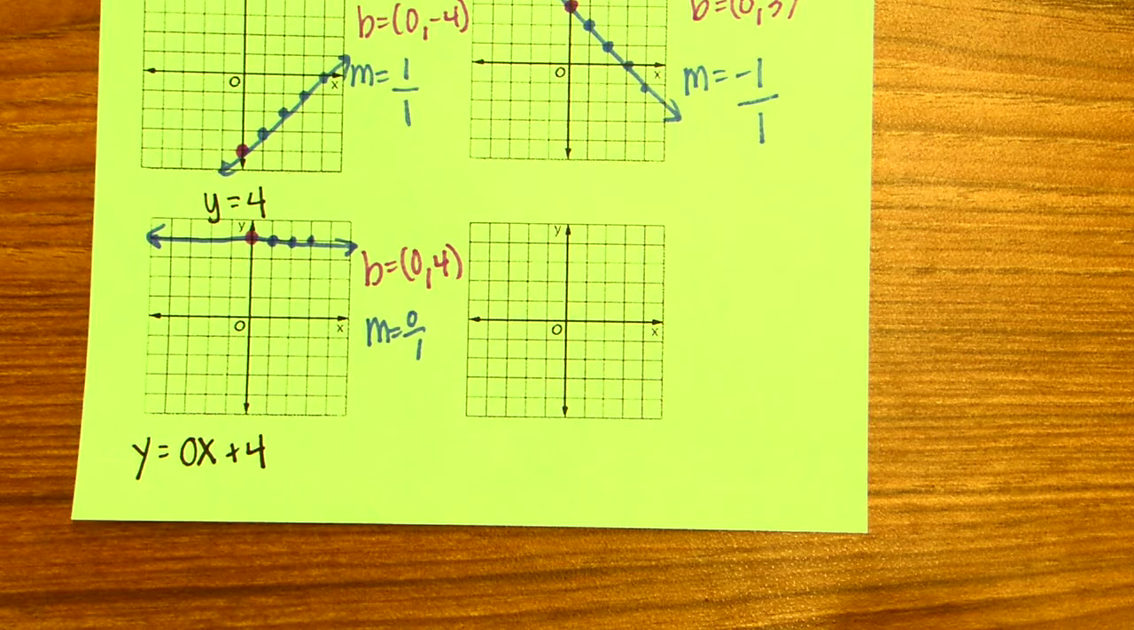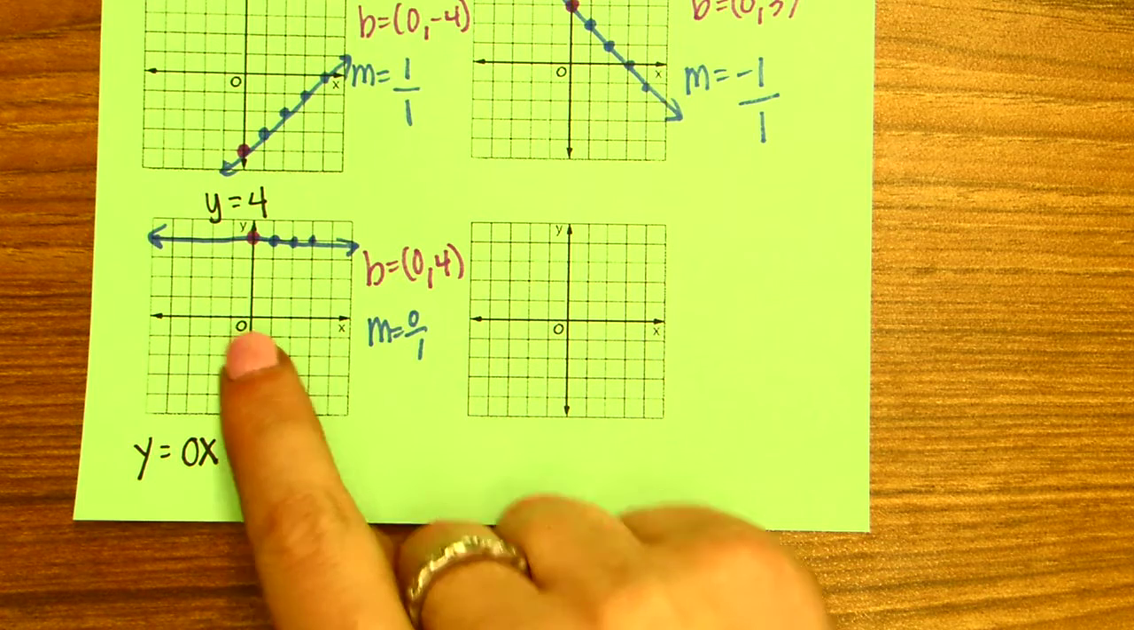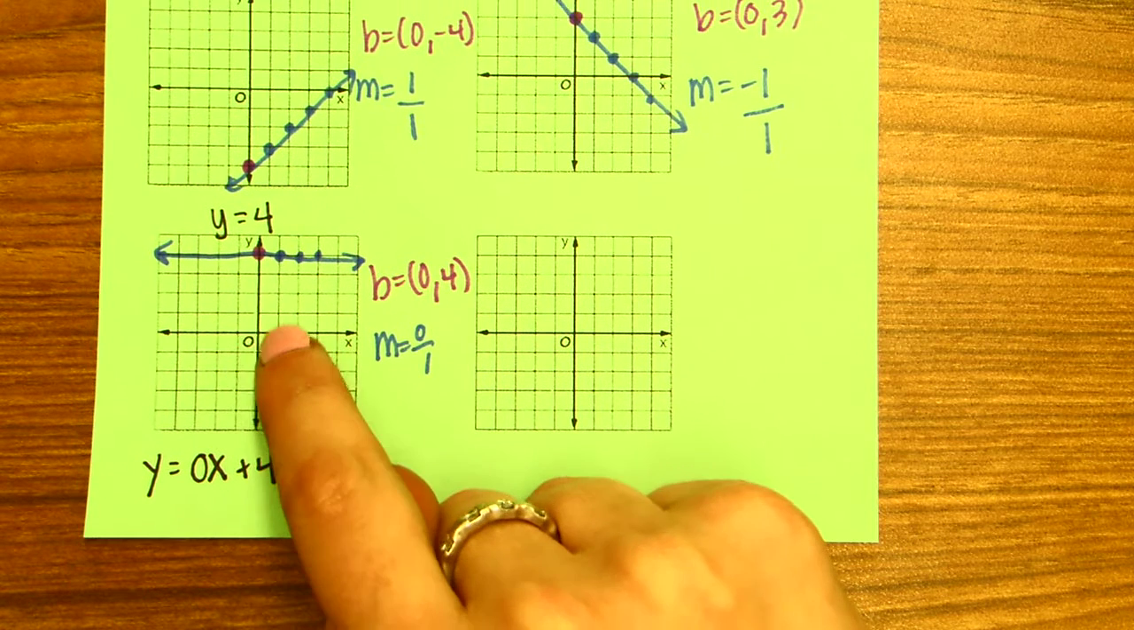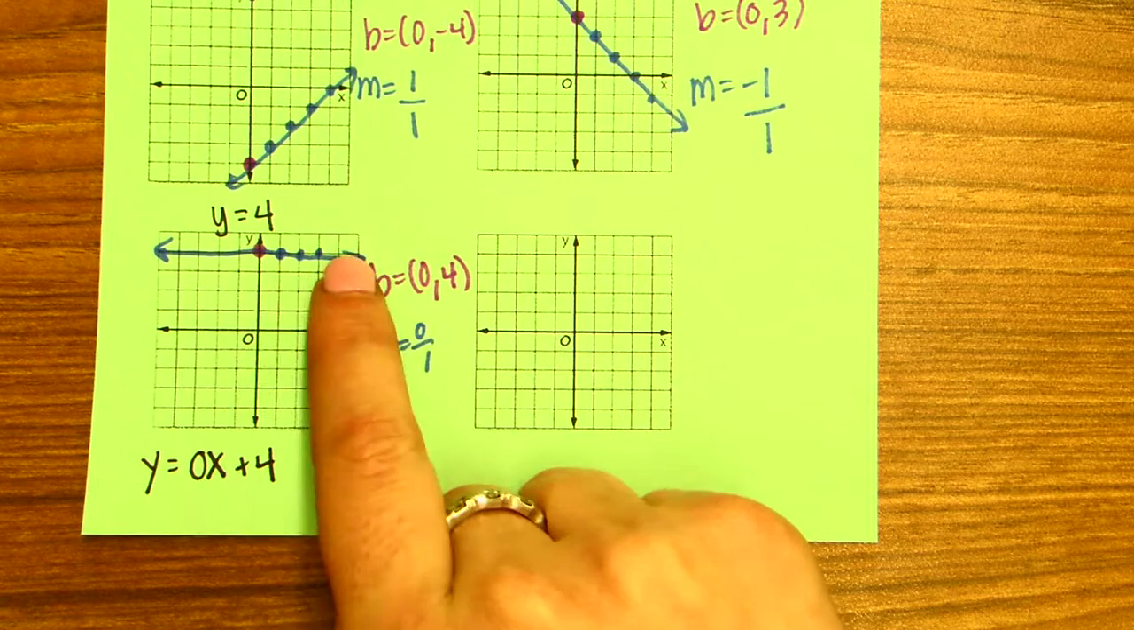The other way I can think about this is I could say y equals 4 all the time, no matter what x is. So if x is 0, y is 4. If x is 1, y is 4. If x is 2, y is 4. Y always equals 4.